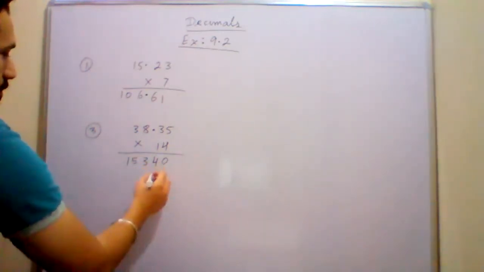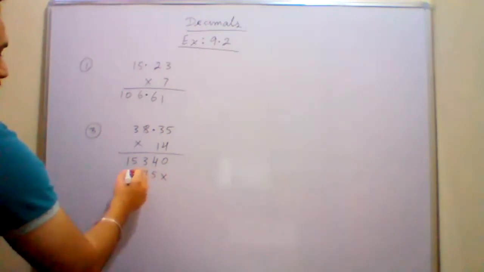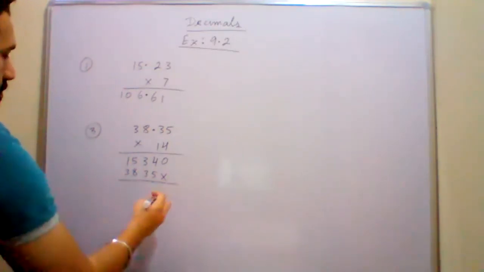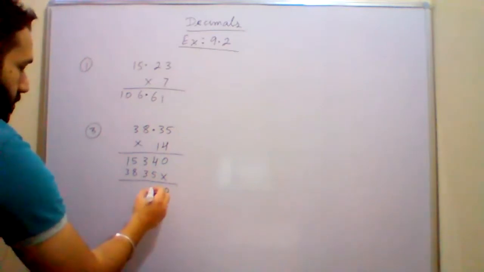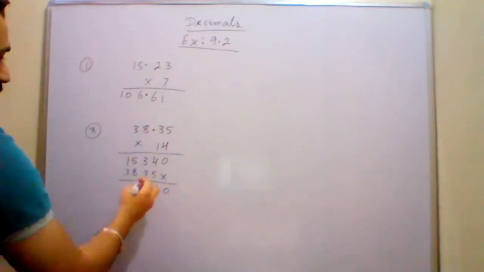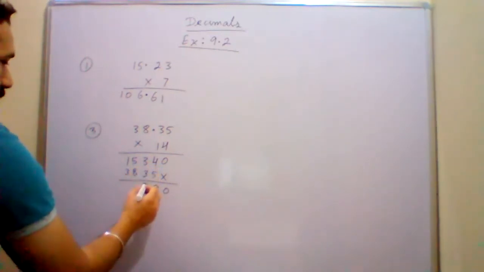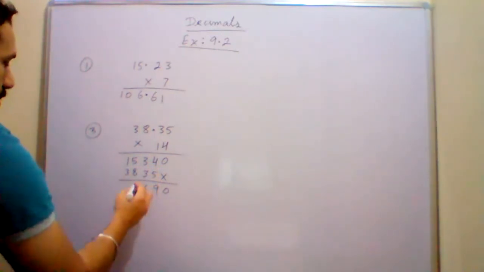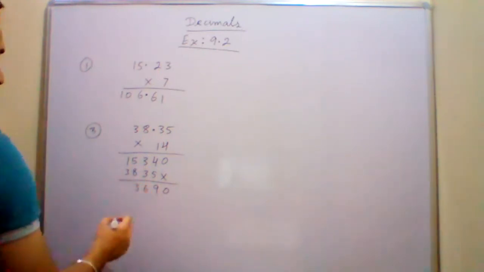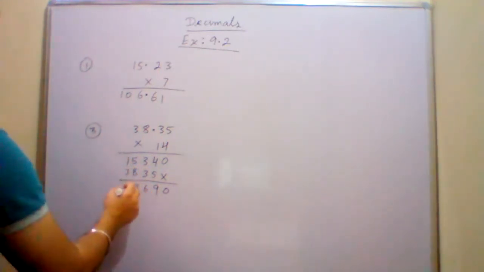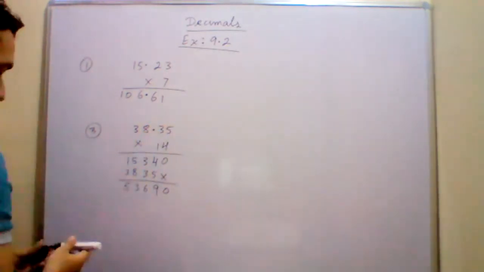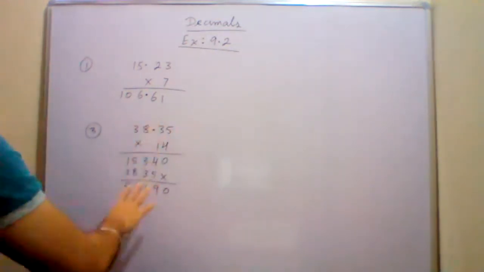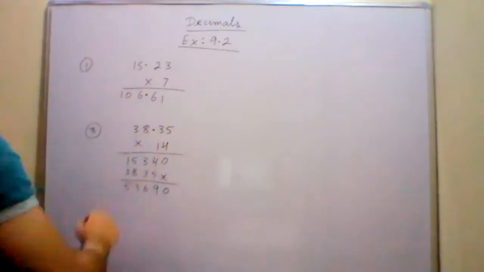15. Now 5, 3. So now add 0, 4 plus 5, 9, 3 plus 3, 6, 5 plus 8, 13, 1 carry, 5. Now we have just multiplied these two numbers in a simple manner. This is your product. Now what to do of the decimal?